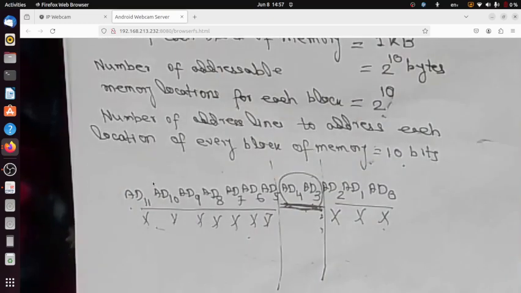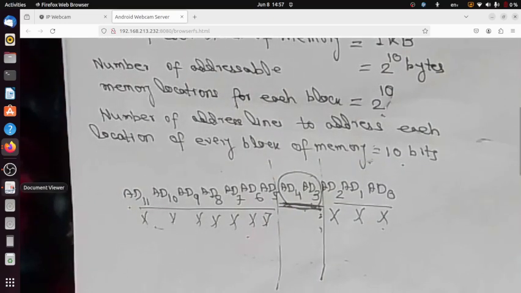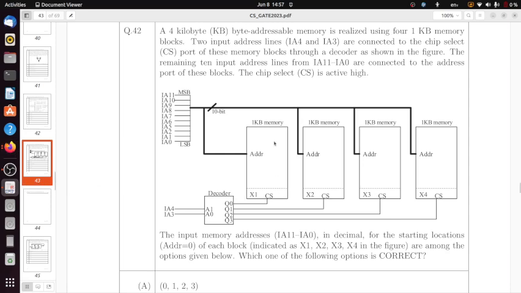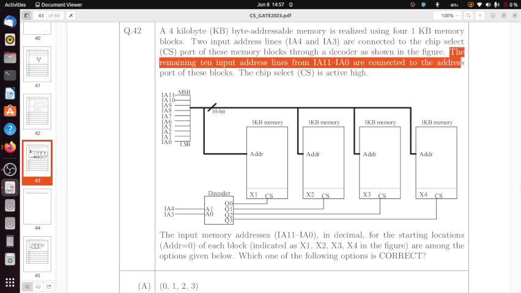So if we go back to the question, we can see what has been said here: the remaining 10 input address lines, from input address line 0 to 11 excluding input address lines 3 and 4, are connected to the address port of these blocks.